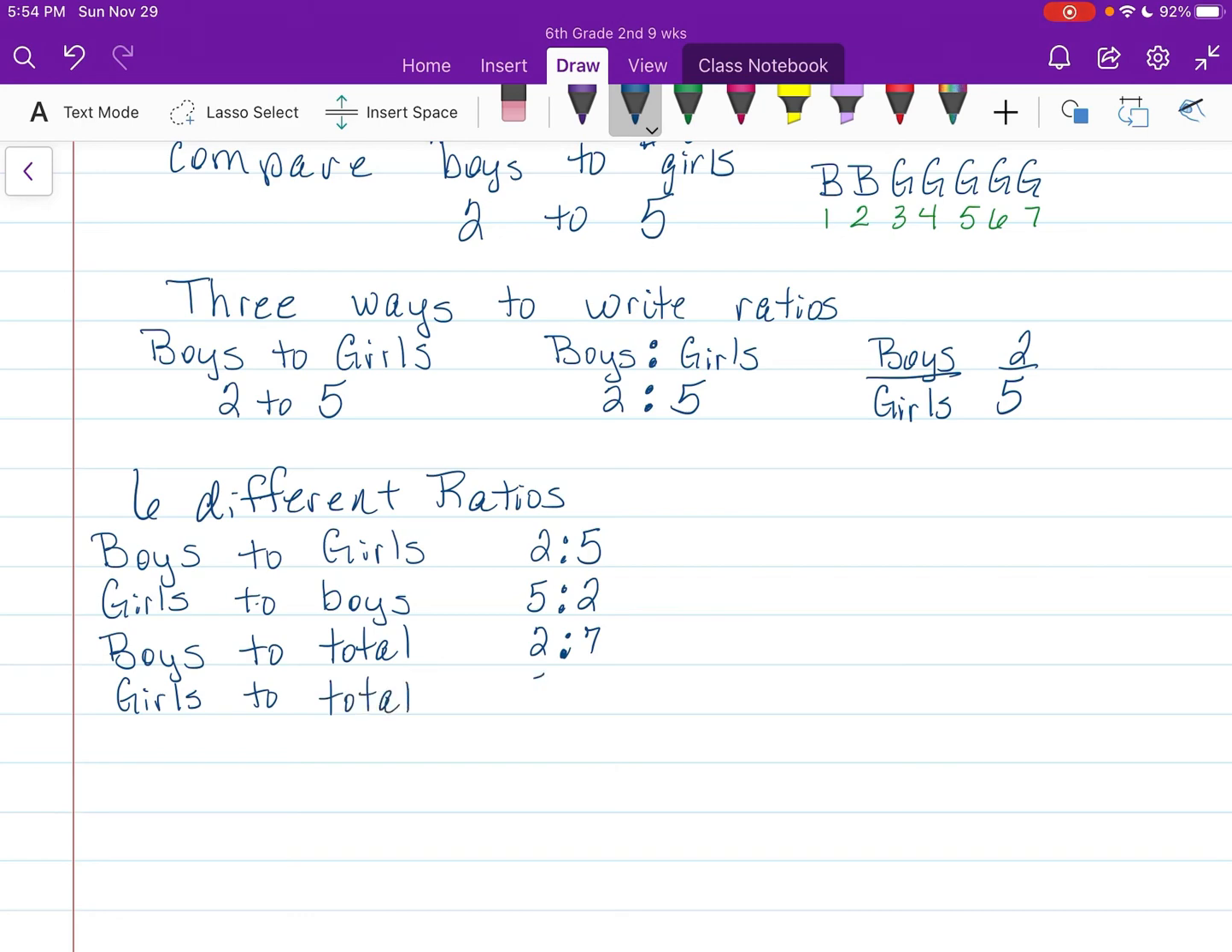So the number of girls is 5 to the total of 7. So the girls to total ratio is 5 to 7. Now the next 2 are almost just like the 2 that we just did. We're just going to flip the position. So instead of saying boys to total, we're going to say the total number of students to the number of boys. So the total number of students is 7 and the number of boys is 5.